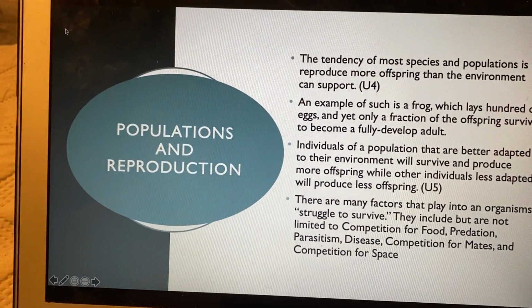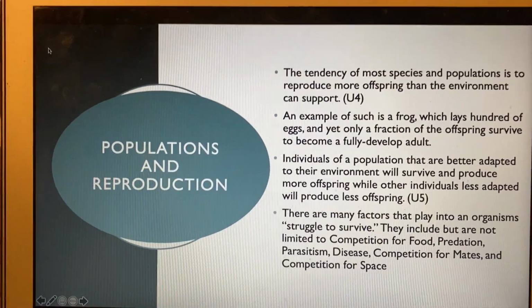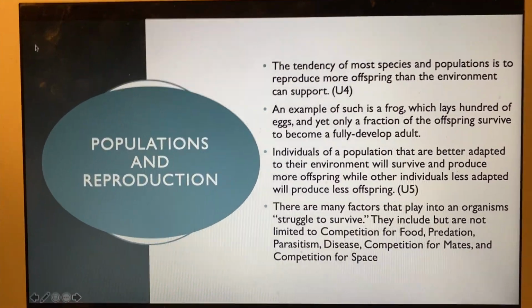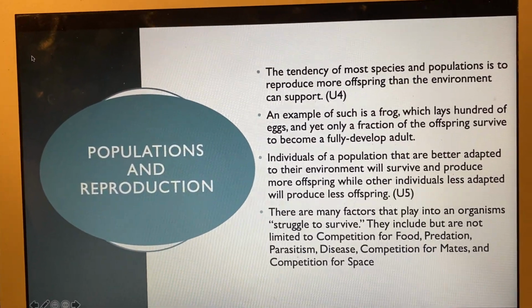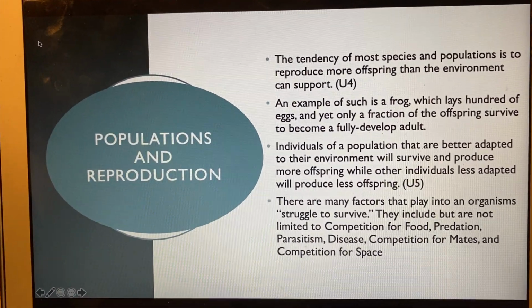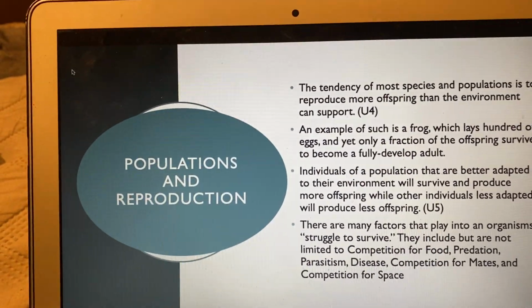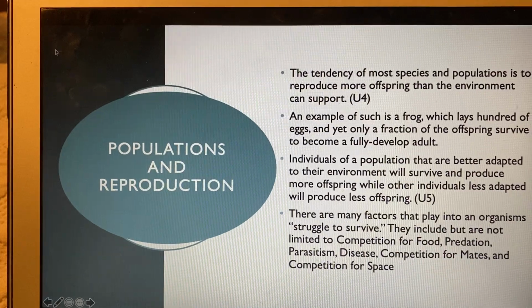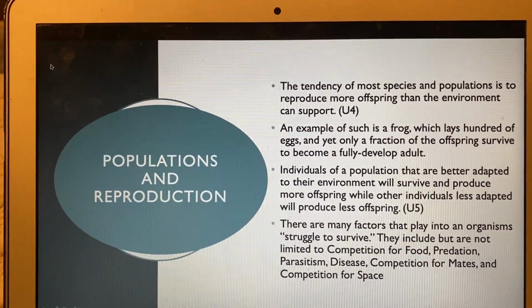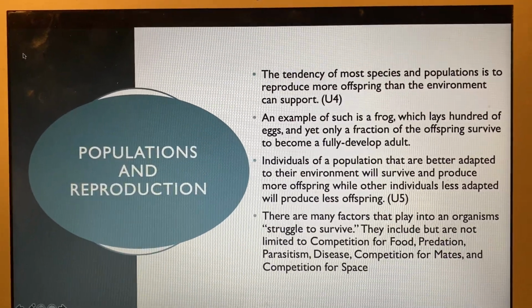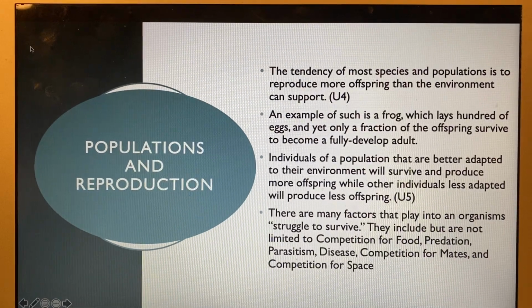I know we all saw the picture of the frog with its many, many eggs. The same could be said for a spider, which also lays many, many eggs. These organisms, unfortunately, are not all going to develop to become fully fledged adults. Many will die, many will be eaten by other organisms. So there's only a small fraction of these eggs that are laid that actually become full adults. And so that's how the environment offsets this tendency of populations to reproduce more than what the environment can handle.